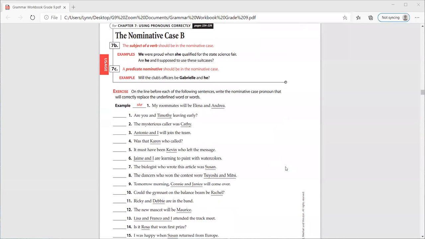So on the line before each of the following sentences, we're going to write the nominative case pronoun that will correctly replace the underlined word or words. Example: my roommates will be Elena and Andrea. My roommates will be Elena and she, okay? Right, let's see. Farah Hisham, would you do 1 through 10, please?